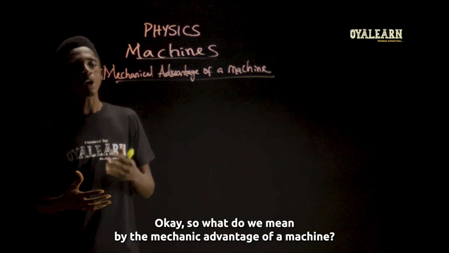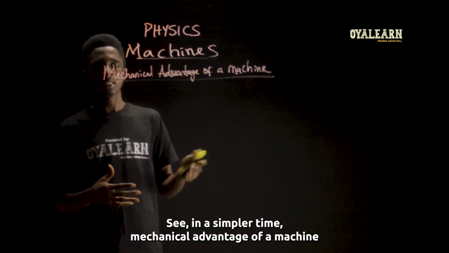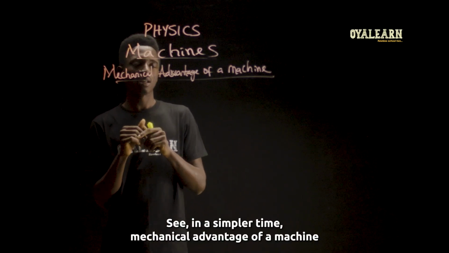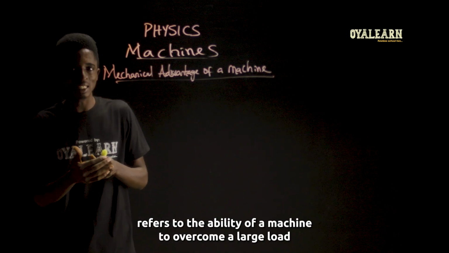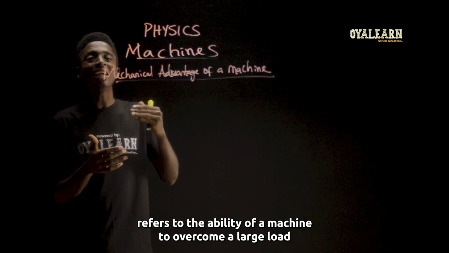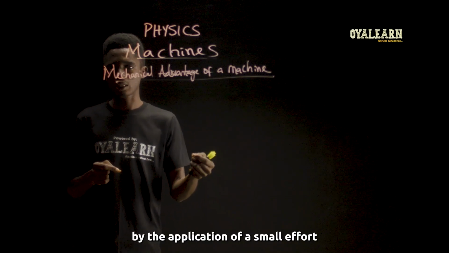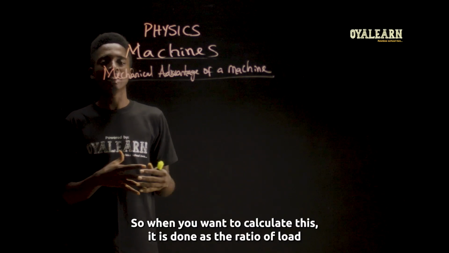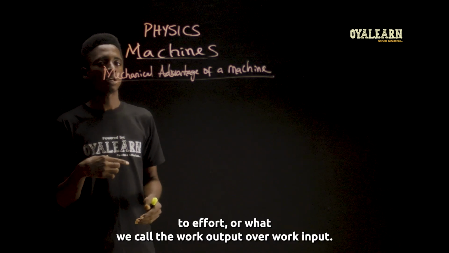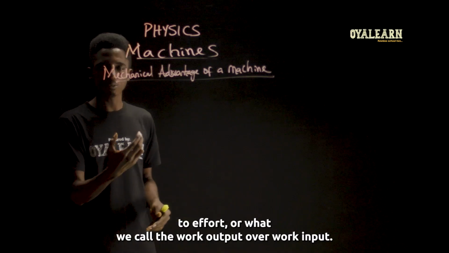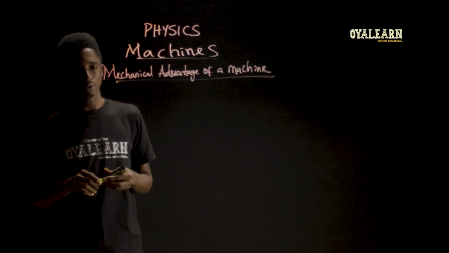Okay, so what do we mean by the mechanical advantage of a machine? See, in simpler terms, mechanical advantage of a machine refers to the ability of a machine to overcome a large load by the application of a small effort. So when you want to calculate this, it is done as the ratio of load to effort, or what we call the work output over work input. Let's put all of this down.